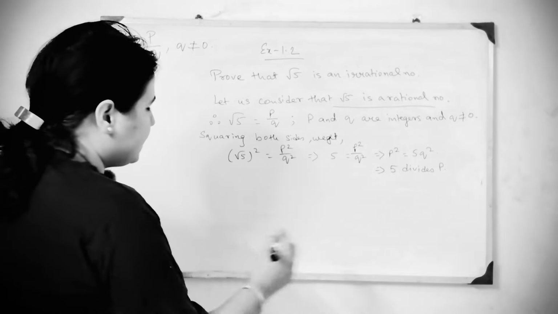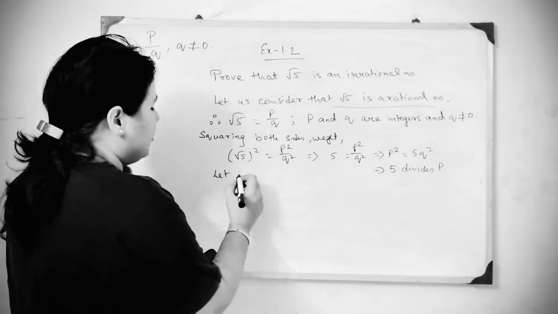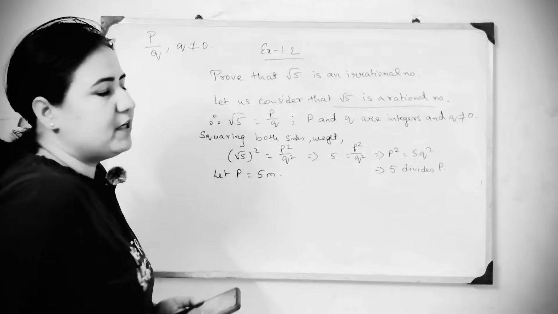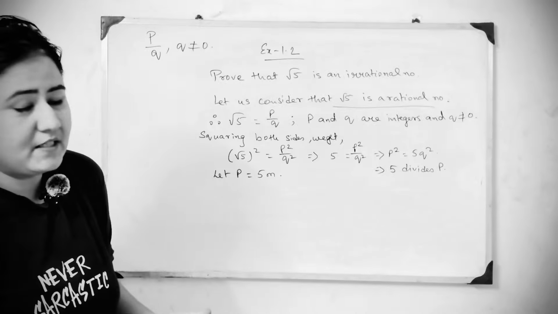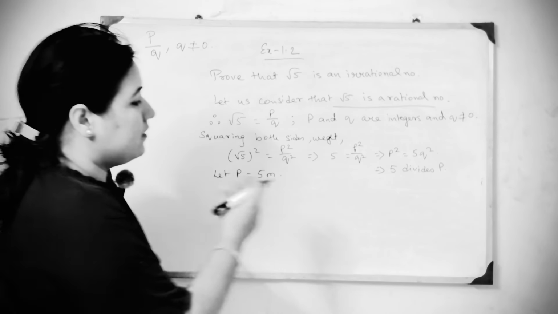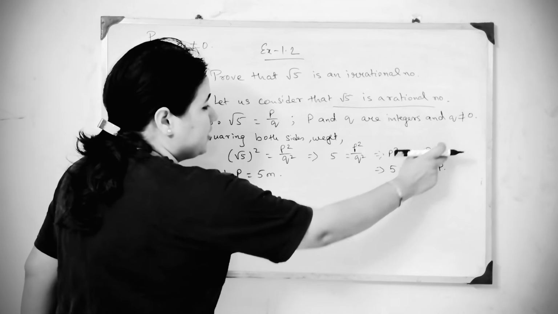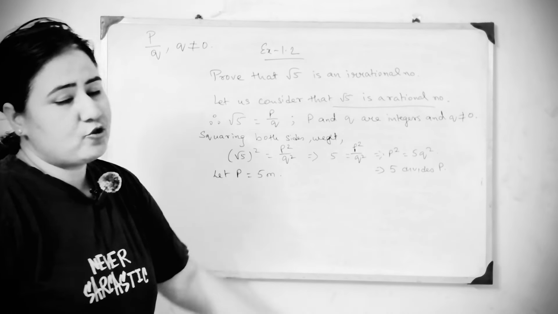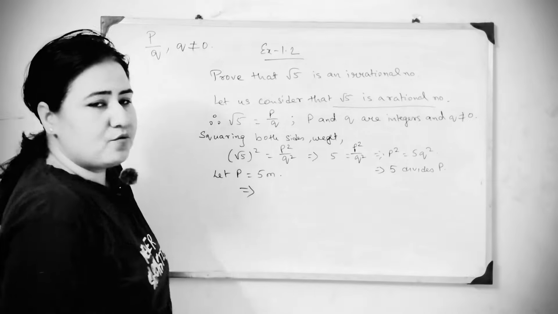Now let us consider some value for p. Say let p equals 5m. I'll tell you once we proceed with the sum why we are considering some values for p also. But now let us consider 5m. One reason for taking 5 is that we can conclude from the equation that 5 can actually divide p. Okay, so I'm taking p equals 5m.